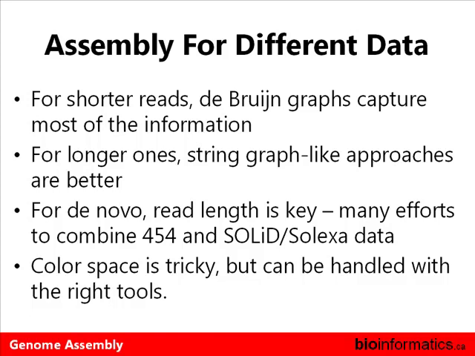For de novo assembly, when you're trying to really build a genome from scratch, read length is really key. And in the absence of read length, you need mate pairs. Because read length is really key, there are many efforts to combine various types of data. 454 reads are now the long reads. They're almost 500 letters now, where Sanger was 10 years ago. So there are many efforts which attempt to combine 454 data with either SOLiD or Solexa data. Mainly Solexa, because color space is trickier and people are just beginning to figure it out from a computational side. But at the same time, color space is tricky, but can be handled with the right computational tools.